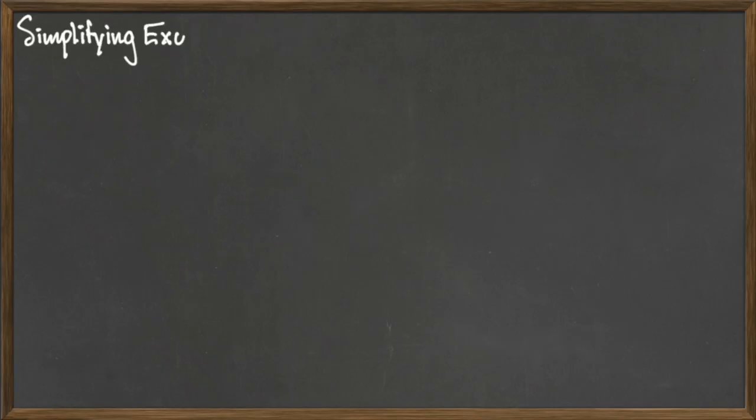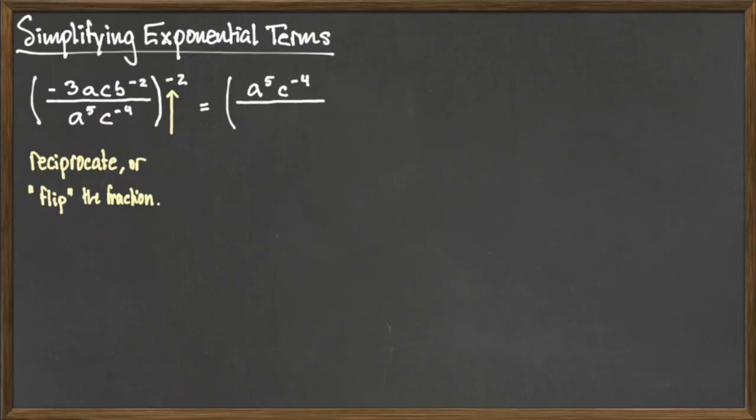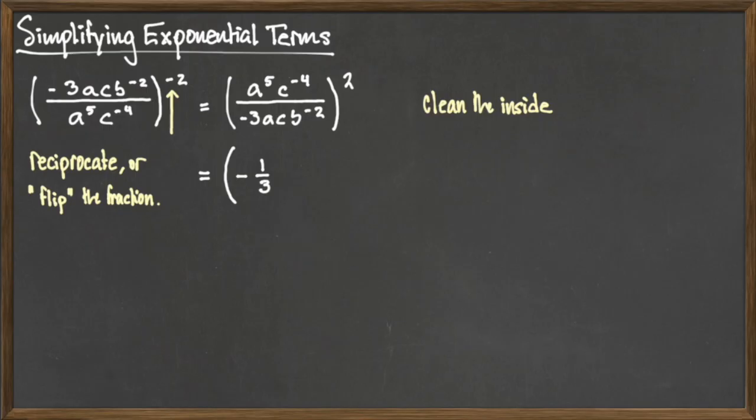In our next example, we're going to view something a little bit larger. Now I have a big fraction with a lot of terms raised to the power of negative 2. Our exponential rule says that a power to a fraction that is negative means I can flip or reciprocate the fraction. So I'm going to apply that negative, and I'm going to flip my fraction upside down and leave my exponent of positive 2 on the outside. The next step is just to now clean up the inside. That constant term, negative 3, I want to separate as negative 1 over 3.